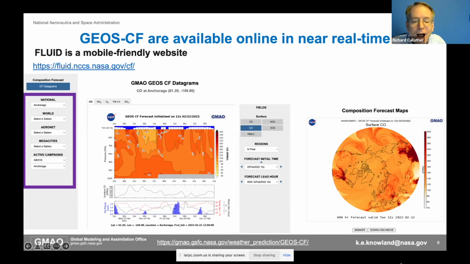Okay, let's move on. If you have additional questions, you can enter them into the chat. But for right now, our next speaker will be Matt Johnson from NASA Ames, and he'll be talking about wildfire emission transport using GEOS-CF.